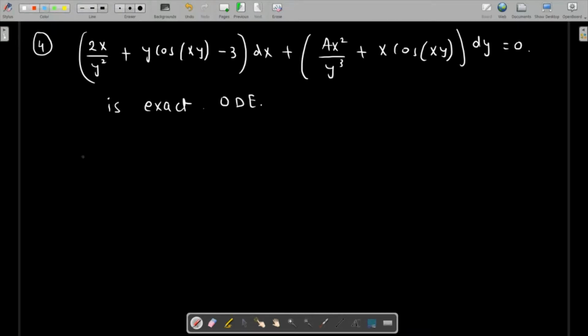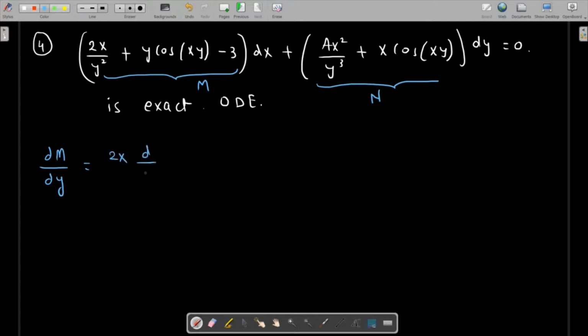So the concept remains the same. We have to locate M, which is over here, and we have to locate N, which is over here. So we have to differentiate M with respect to y, treating x as a constant. That's going to come out as 2x, and the differentiation with respect to y of y raised to the power minus 2. Over here, we have to use the product rule. So y cos xy would be using the product rule, and the differentiation of negative 3 is just 0.